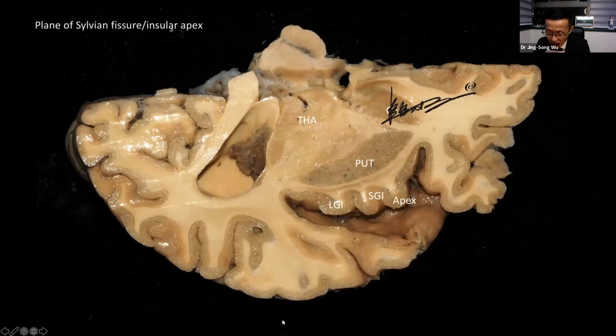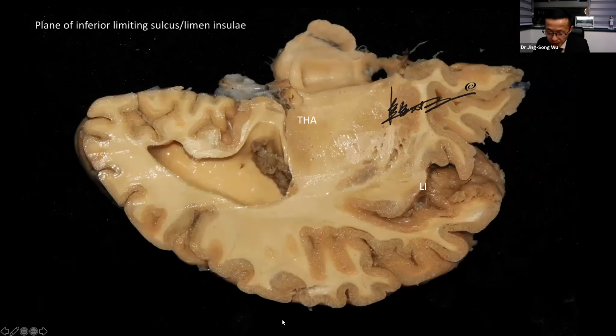In the cross-section of the sylvian fissure, from lateral to medial, you can see the insular cortex, the apex, extreme capsule, claustrum, external capsule, putamen, globus pallidus, internal capsule, thalamus, and the head of the caudate nucleus.